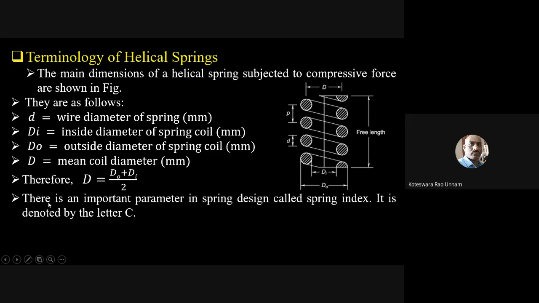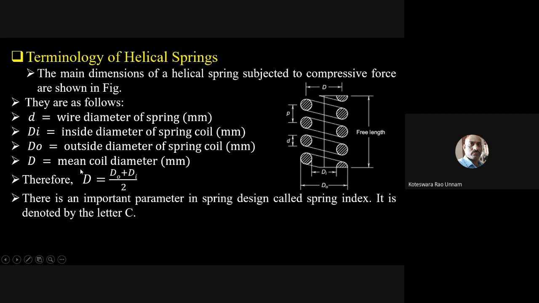Then the next parameter. We have seen what small d is. Small d is nothing but the wire diameter of the spring, and Di, d suffix i, is the inside diameter of the spring coil. Do is the outside diameter of the spring coil. D is the mean diameter of the spring coil. Generally we call it spring or spring coil, it doesn't matter, both are the same. All these are expressed in mm only.